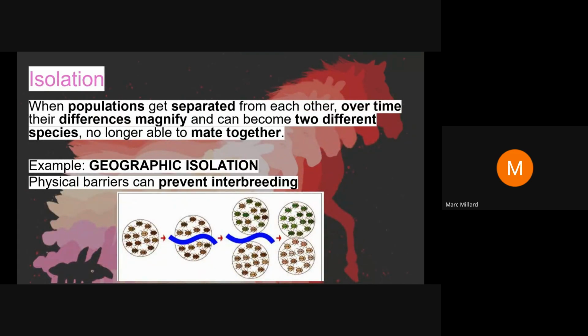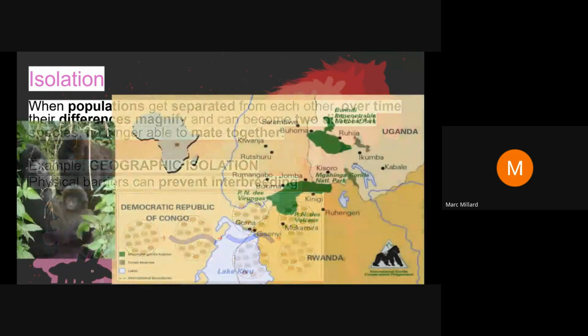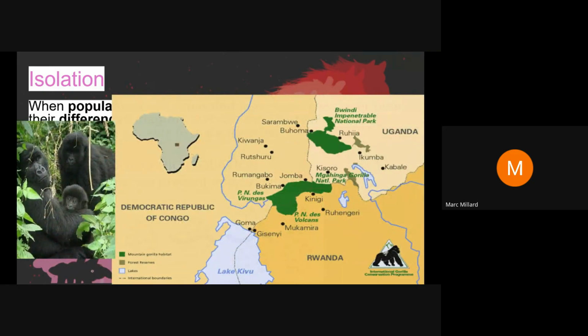We also have isolation. This is when populations get separated from each other. This came up in the last set of notes. Over time, their differences magnify and can become two different species, no longer able to mate together. Examples are geographic isolation. So a barrier pops up, a lake or a river or a canyon or a mountain range, and it prevents breeding. Like in Africa, we have these different lakes and rivers and canyons that are going to separate species from each other.